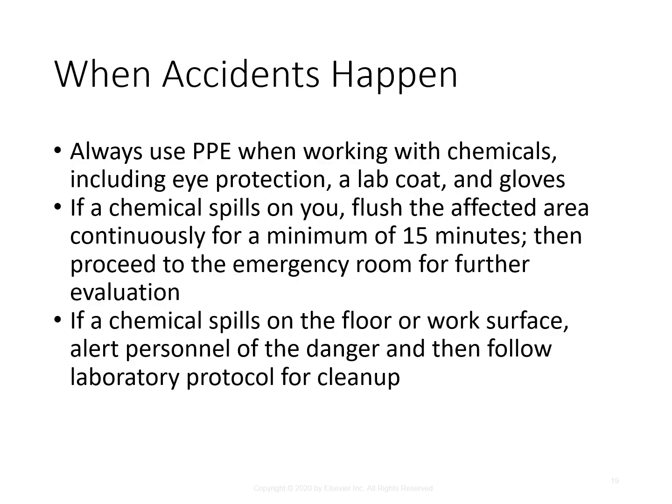So when accidents happen, because they do, we're human once again. Despite precautions, chemical accidents can occasionally occur. In such cases, you must be prepared to act quickly to prevent or minimize a serious injury, and make sure to report that accident to the appropriate supervisor. Make sure you're always using the appropriate PPE when working with chemicals, including eye protection, lab coat, and gloves. If that chemical that you're working with does spill on you, like mentioned before, make sure you flush that affected area for a minimum of 15 minutes, then proceed to the emergency room or whatever your facility's protocol is.